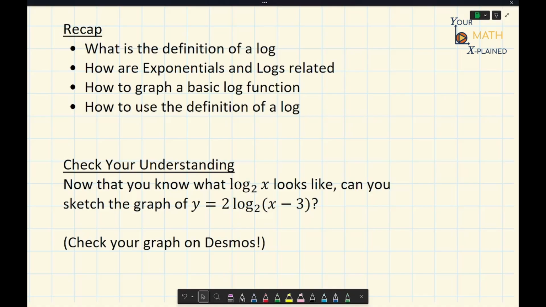So now it is your turn to give this a try. Now that you know what the graph of log base 2 of x looks like, can you sketch the graph of this transformed function over here? And once you've done that, let us know in the comments what the x-intercept will be. And you can always check your graph using Desmos to make sure you've graphed it correctly.